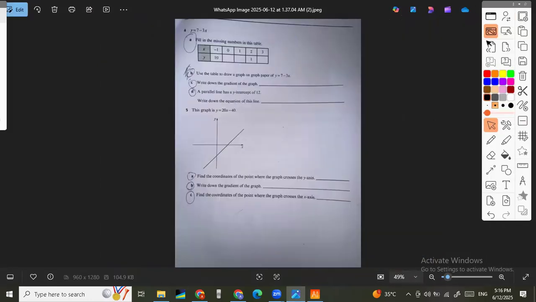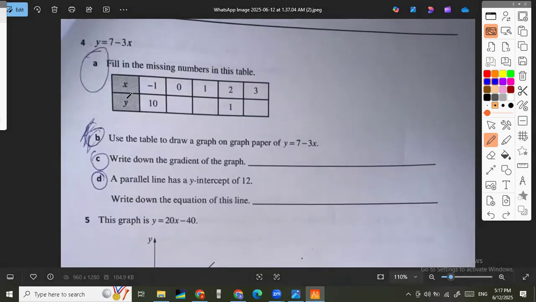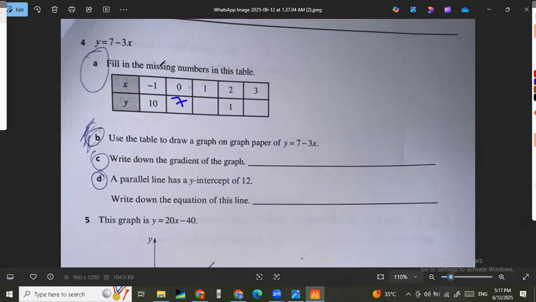Next question. Just a second, I'm zooming in. Here, I'm just going to remove the x and put 0 and see what y will be. So 0 times -3 is 0, plus 7, so y is 7. -3 times 1 is -3, and 7 minus 3 is 4. 2 times -3 is -6, so 7 minus 6 is 1. 3 times -3 is -9, so 7 minus 9 is -2.